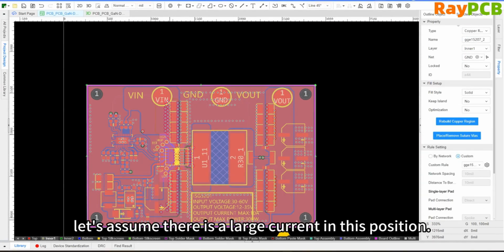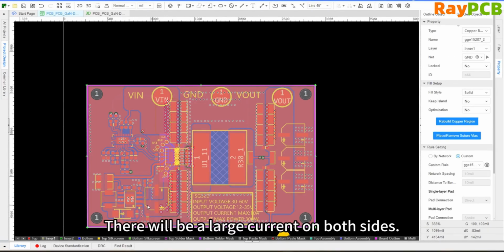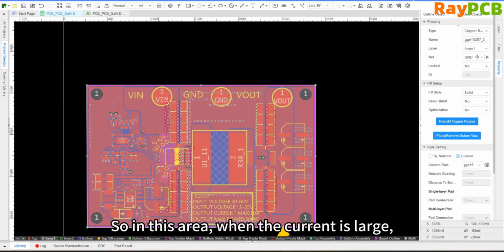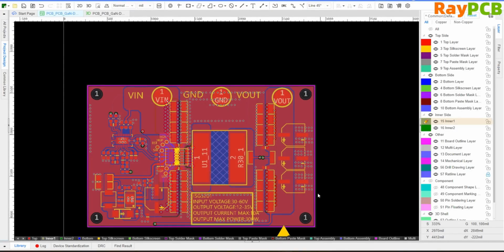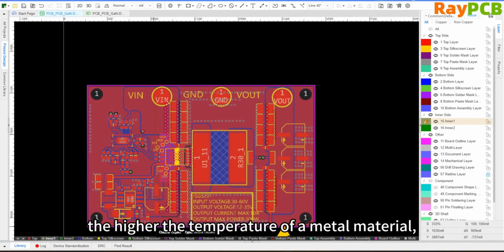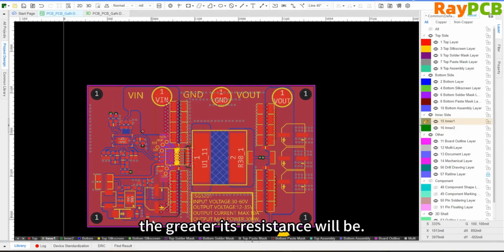Now, in this circuit, let's assume there is a large current at this position, and this area is very narrow, with large currents on both sides. In this region, when the current is high, it will generate heat, and the heat will cause the resistance of the copper foil to increase. As we've discussed in physics, the higher the temperature of a metal material, the greater its resistance. The greater the resistance, the faster the temperature rises, so this creates a vicious cycle.